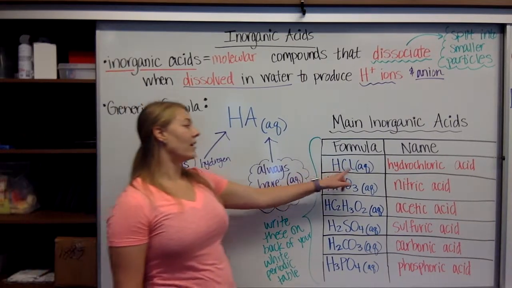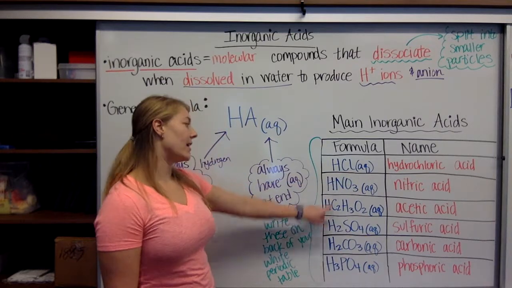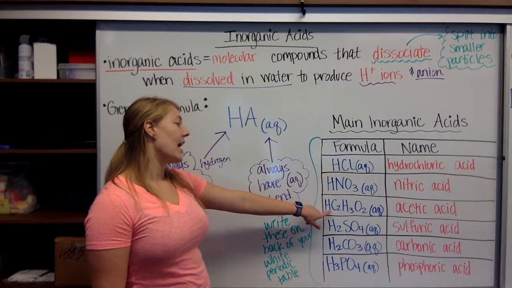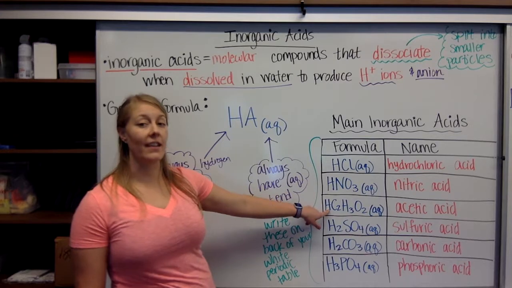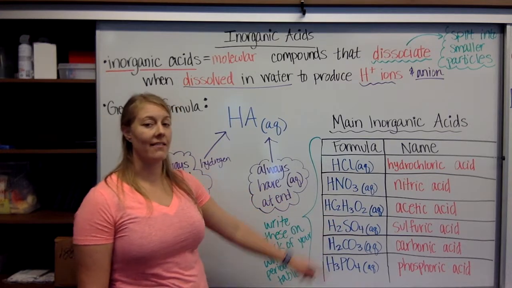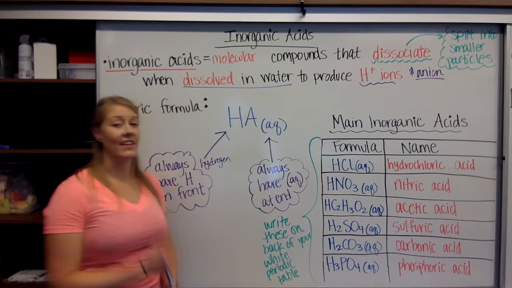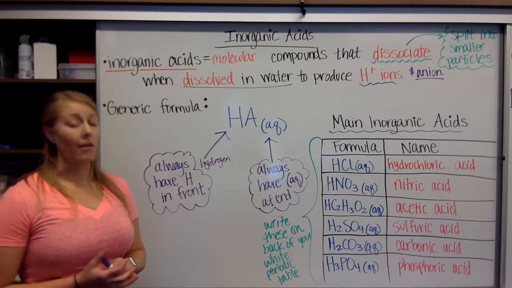But HCl, aqueous, we call hydrochloric acid. HNO3, nitric acid. HC2H3O2, acetic acid. H2SO4, sulfuric acid. H2CO3, carbonic acid. And H3PO4, phosphoric acid.